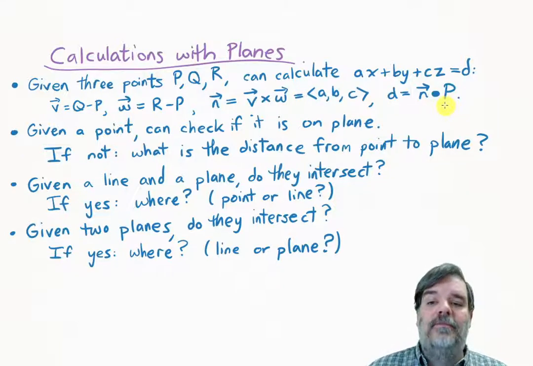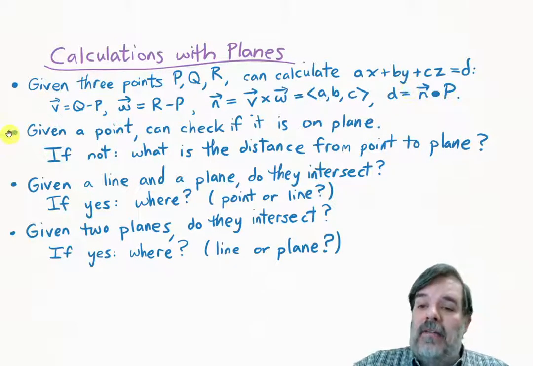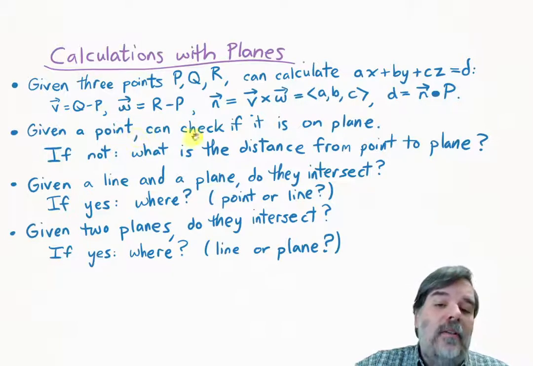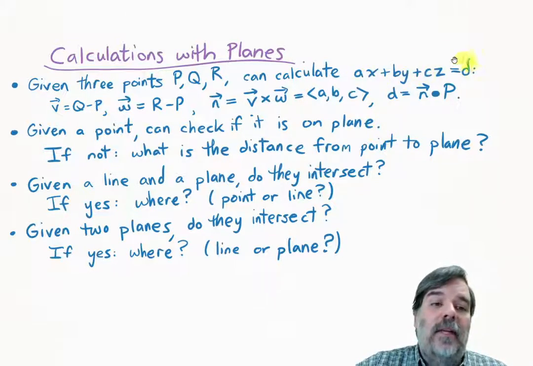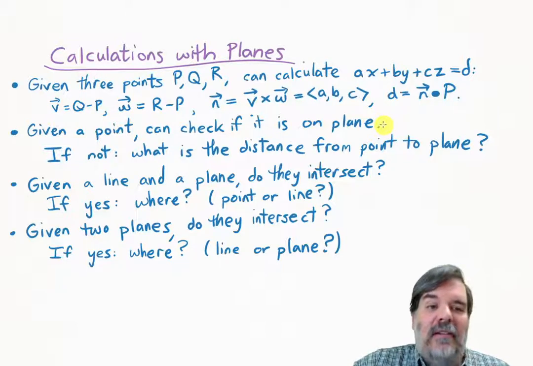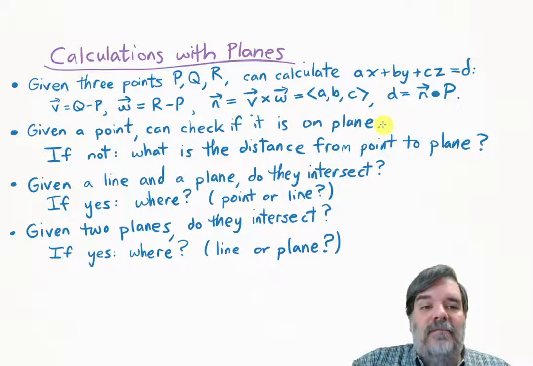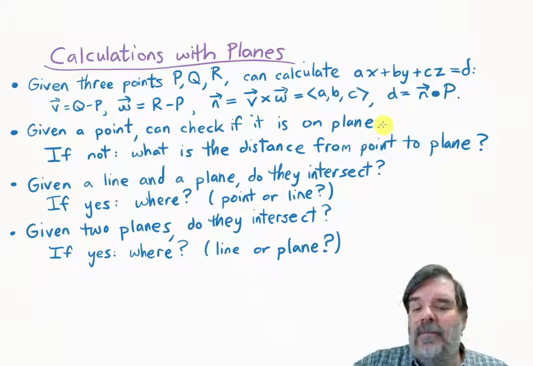if that's easier. Also in the last video, you learned, given a point, how you can check if it is on a plane. And the way you do that is, well, you plug the point into the equation of the plane and see if you get a true statement. If you do, you get something like 7 equals 7, then it is on the plane. If you get a false statement, then the point is not on the plane.